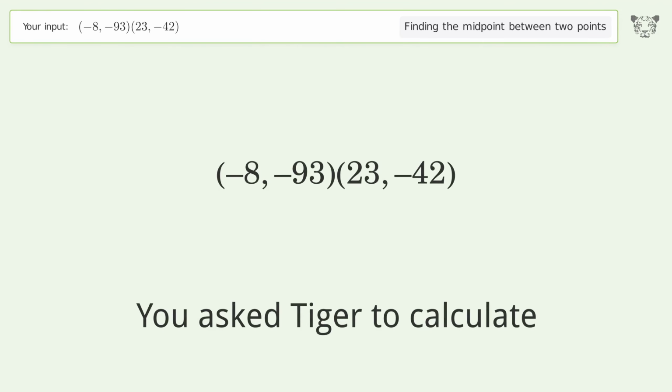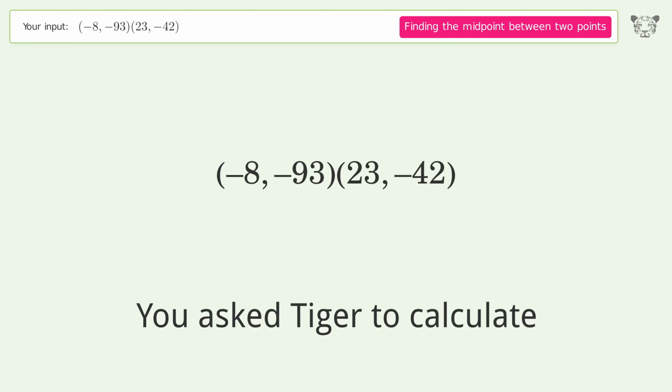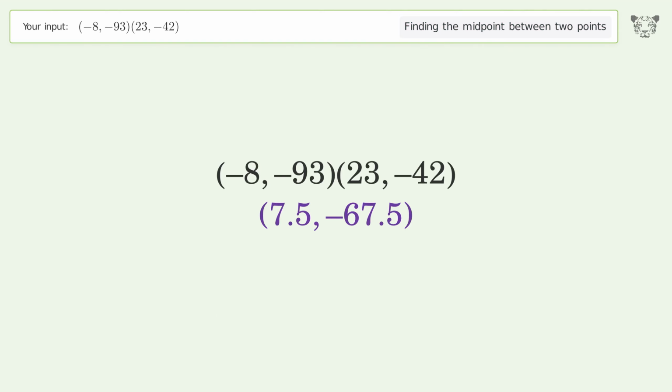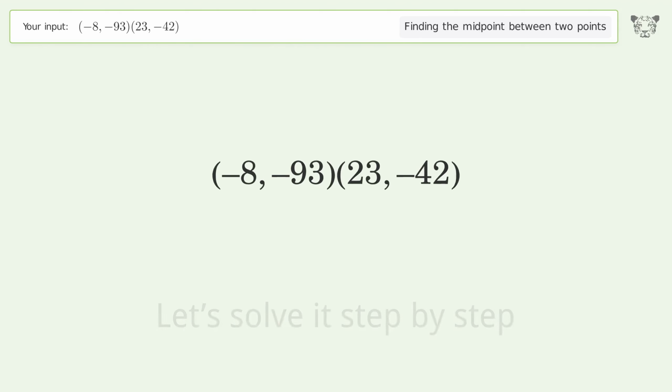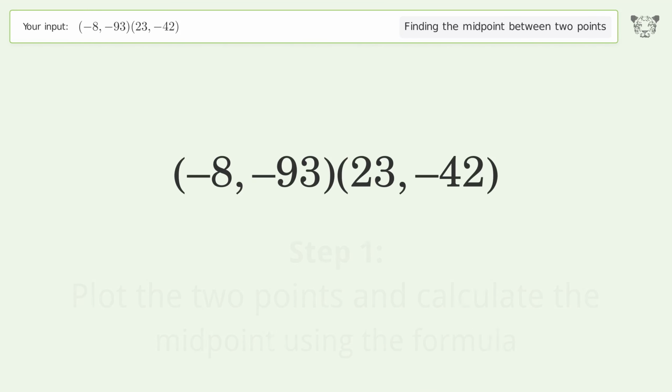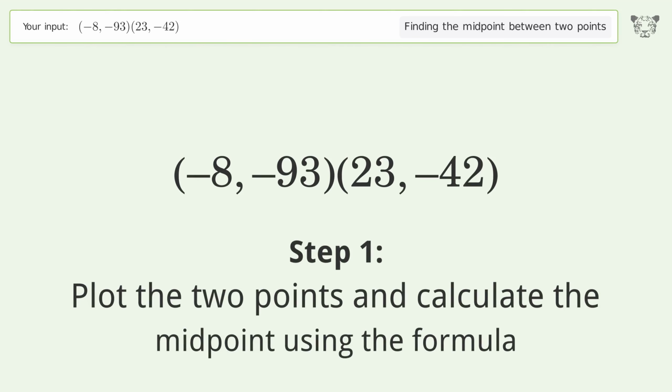You ask Tiger to calculate. This deals with finding the midpoint between 2 points. The midpoint between the 2 points is 7.5, negative 67.5. Let's solve it step by step. Plot the 2 points and calculate the midpoint using the formula.